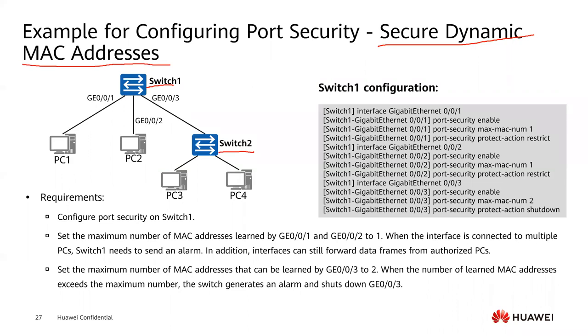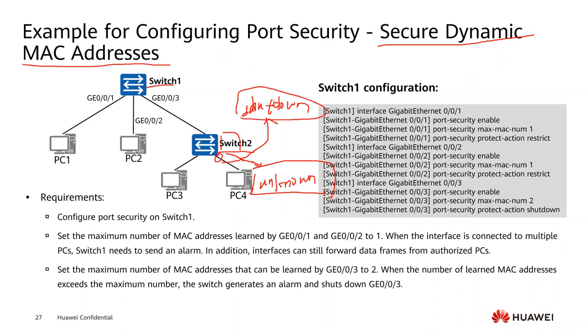What is necessary to do afterwards to restore port operations? For restrict and protect, you don't need to do anything. But if it is shutdown, maybe you need to check why this interface received a frame that is not in the security MAC address entries. And actually, for switch two, if you set the protect action to shutdown, and unknown source MAC frames are received from this port continuously, this port will keep the shutdown status.